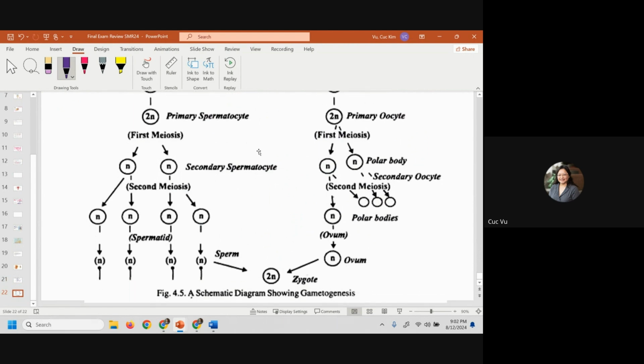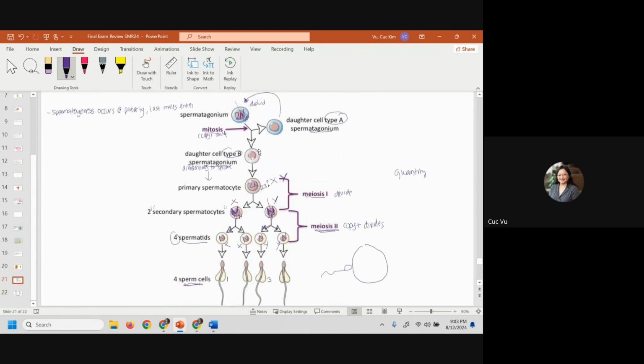Okay? All right. So here's a comparison between the oogenesis and spermatogenesis. And is there any questions before I move on to doing a practice quiz with you.